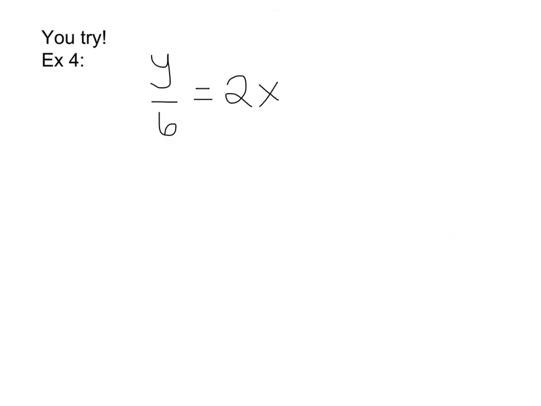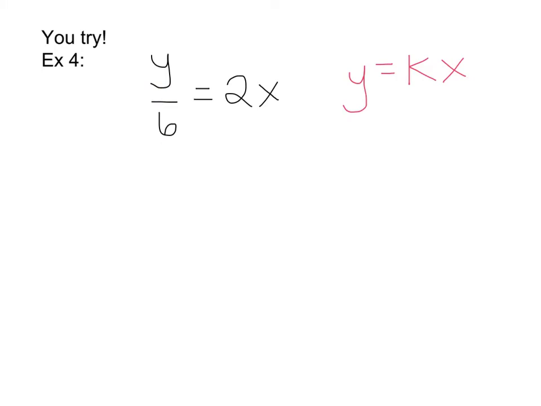Example 4 is a you-try problem, so everybody press pause right now and determine if this equation is a direct variation equation. So just like I said in example 3, you're trying to get the equation in the form y equals some number k times x, and right now I don't have just y by itself, so I need to get rid of this 6 that's in my denominator.